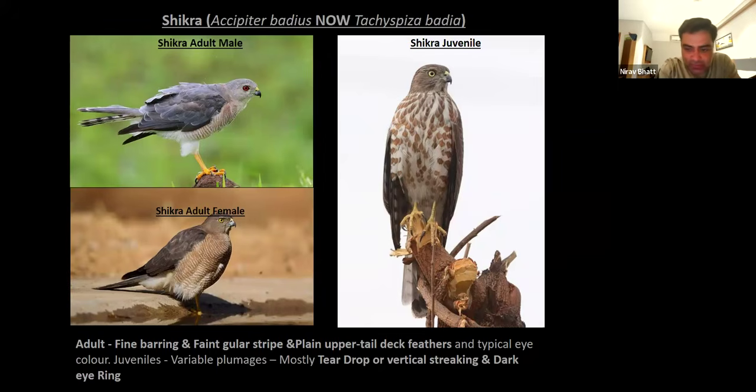Similarly, even the adult female Shikra has similar markings besides the deck feathers, and juvenile Shikras also have barrings, but the proportion of barring is different. We'll see that in the next slide. What is important to see here is that the adult male Shikra has red eyes, the adult female Shikra has yellow eyes, and juveniles have pale eyes, sometimes whitish to yellowish to bluish.